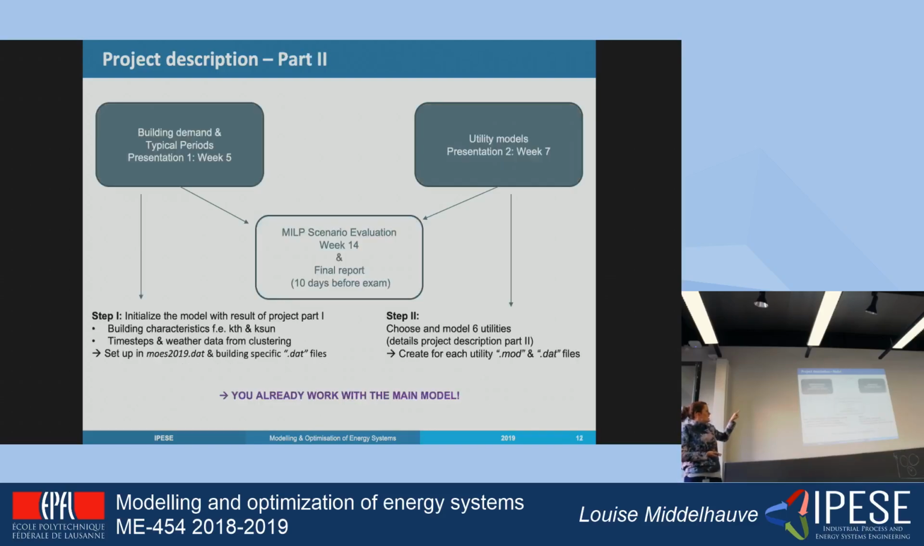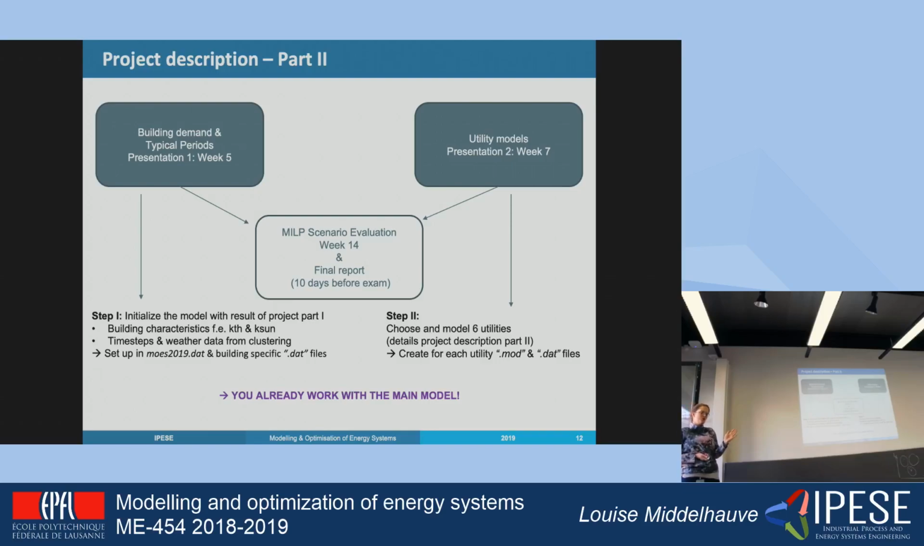But you are now asked to include what you already did and to develop energy utility models. So the first step for the project description, or let's say the second, because first you have to install AMPL, is that you use the results of the first part, meaning building characteristics like KTH, KSUN, KT thermal. You use the results of the clustering, like the time steps and the weather data, and include them in the model.